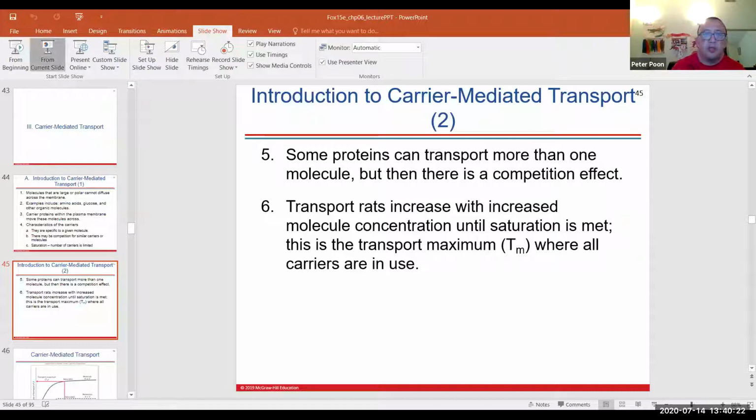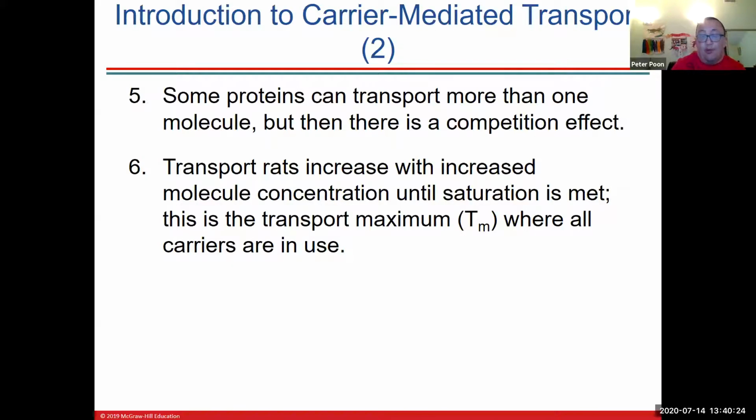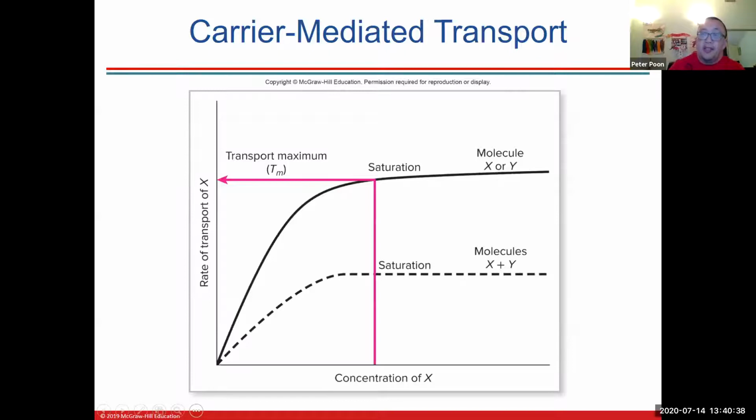The transport rates, not rats, increase with increased molecule concentration until saturation is met. So there's a transport maximum when all the carriers are used. This is the same graph that you saw with enzymes. At this point right here, you are pumping in whatever X is as fast as you can. If you have fewer carriers, then this is as fast as you can go.